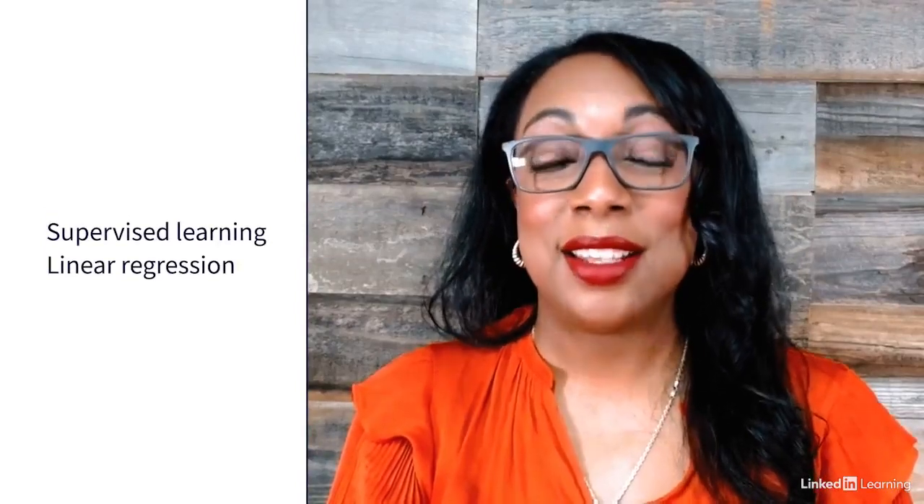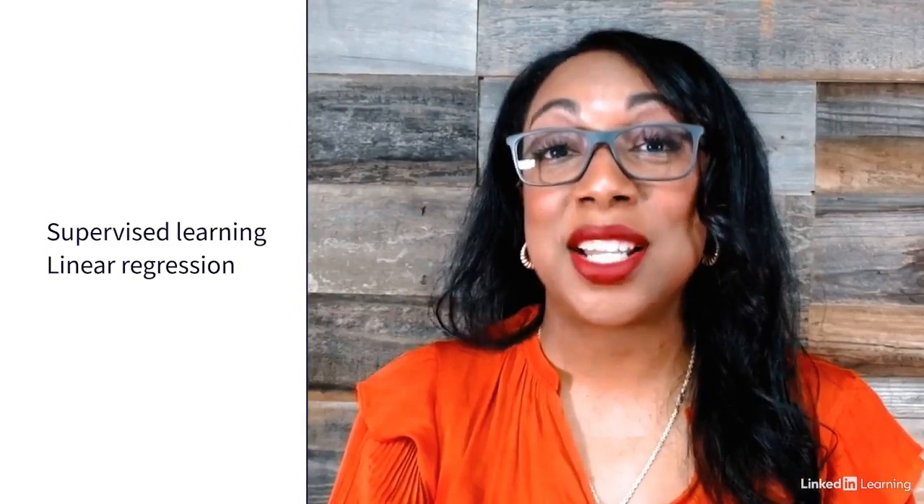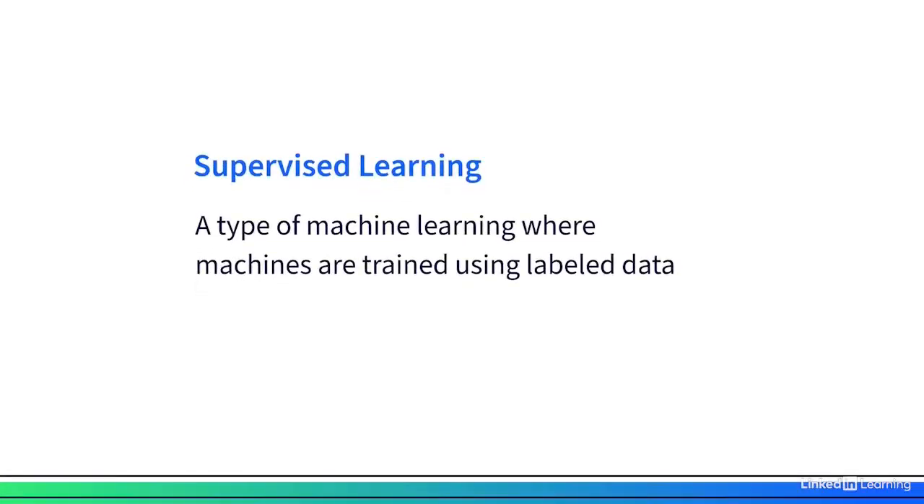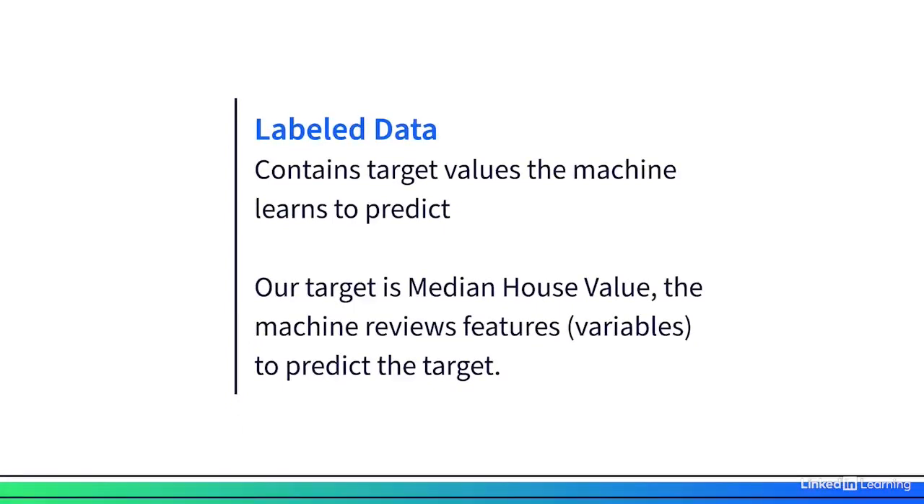We'll use a machine learning technique called supervised learning to predict the cost of the home, which is a linear regression problem. Do you remember the definition of supervised learning from chapter 1? If not, let's refresh. Supervised learning is a type of machine learning where machines are trained using labeled data. Labeled data is data that already contains the target value the machine needs to learn how to predict. In this case, the target is the median house value, which is present in the data.